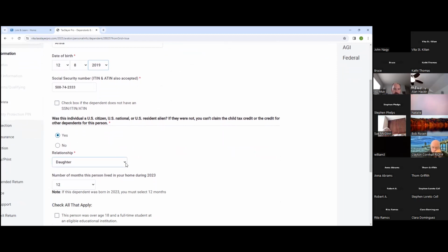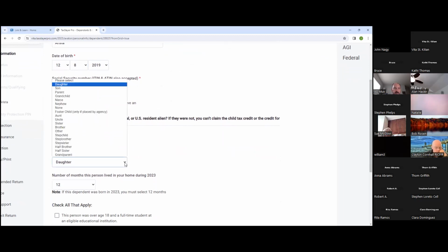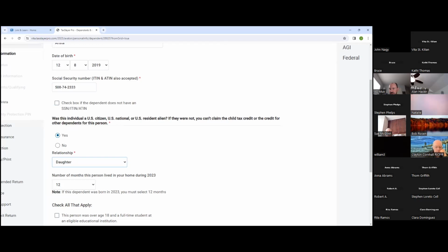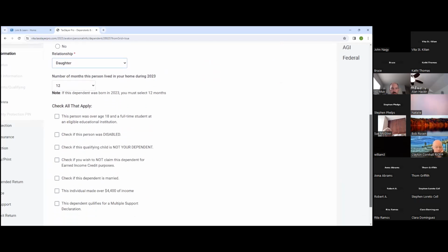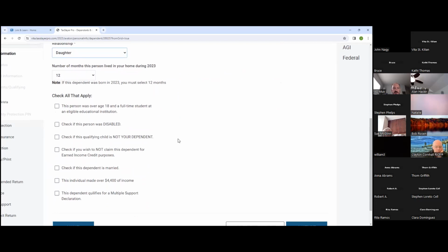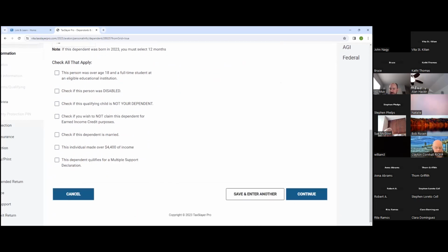Okay, she's a daughter, and you can see the laundry list goes all the way down to lineal descendants. And then she's in the home, 12 months, she's a little kid. And for dependents, typically what you may see is a young adult who's over 18 going to school, and if that's the case, you would check this box. All right, so we've got the child entered in there.